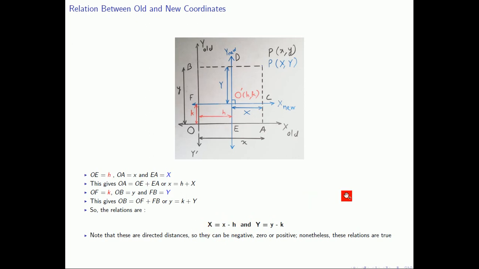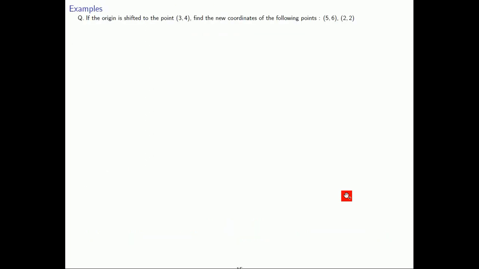Let's now solve a problem based on this. If the origin is shifted to the point 3 comma 4, find the new coordinates of the following points 5 comma 6 and 2 comma 2.